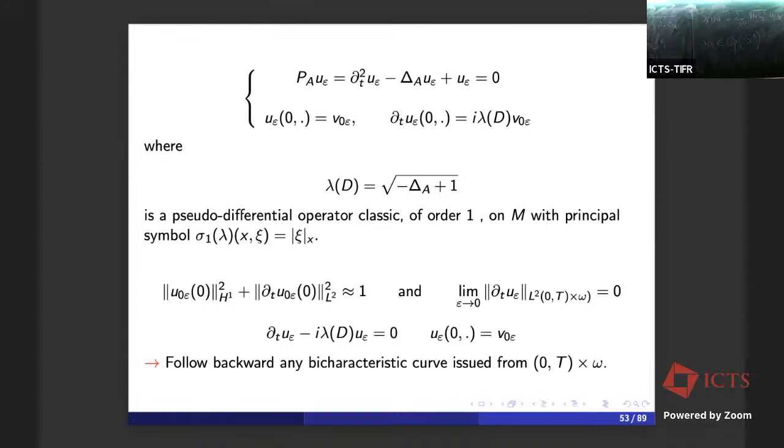Okay, so we have the pseudo differential operator, and this means that V0 epsilon is of norm 1 in H1. So DTU, lambda D V0 epsilon is in L2. And also we will see exactly what happens with this data. And now, so you have the initial energy. The initial energy is, say, one.